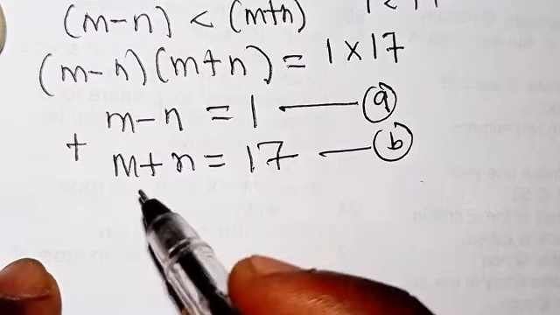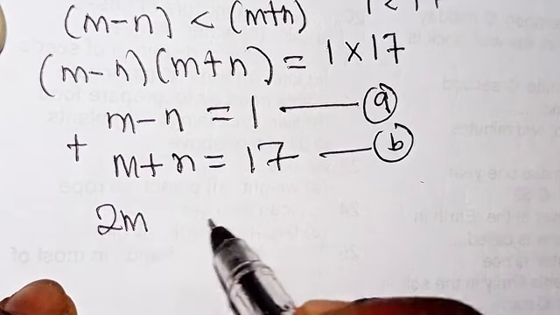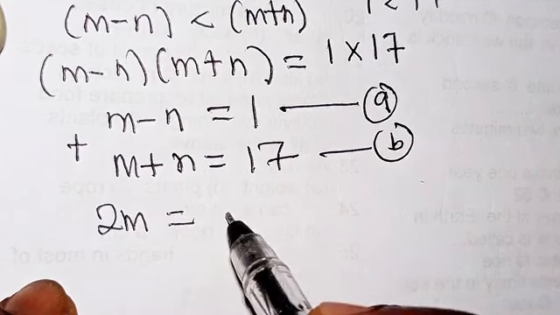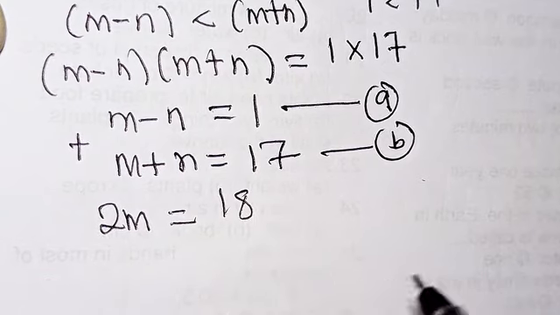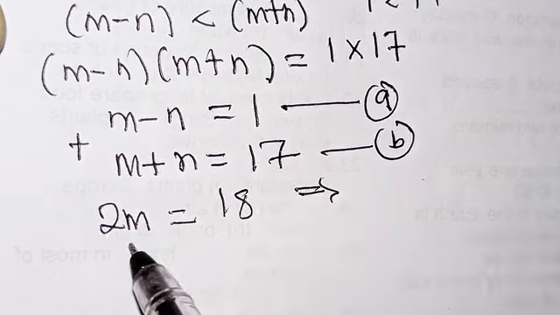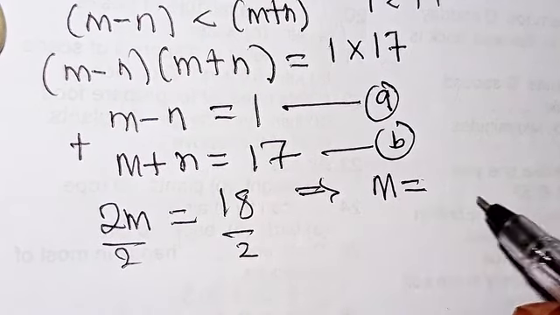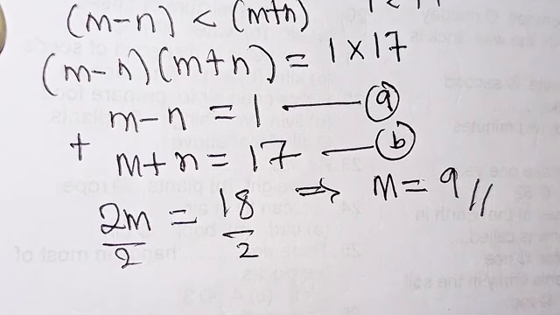Let's add both sides of this equation to solve it simultaneously. So we're going to have 2m, minus n plus n will give us 0. We have 1 plus this, we have what? We have 18. So now you divide both sides by 2. This implies that m equals what? m equals 9. So we have m to be equals 9 here.